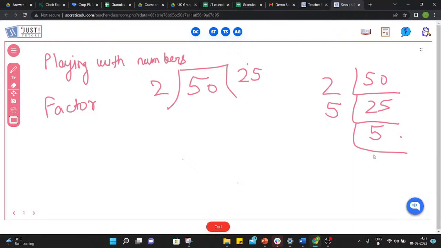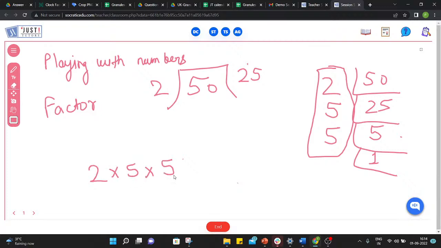So we can divide 5 only by 5, and it will be 1. Now we are going to multiply all of these together: 2 multiplied by 5 multiplied by 5. 2 multiplied by 5 is 10, and 10 multiplied by 5 is 50. So we are getting 50 by multiplying 2 by 5 by 5.